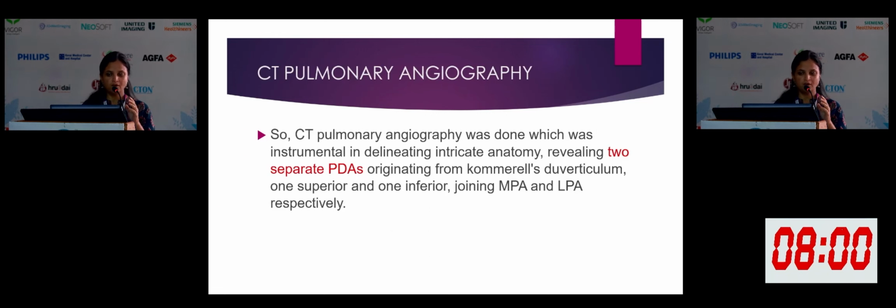So, referred for CT-PA. And CT actually showed two separate PDAs on the same side. Both were arising from the aberrant left subclavian artery and going to the MPA bifurcation, and one towards the LPA. So I'll show you the case.